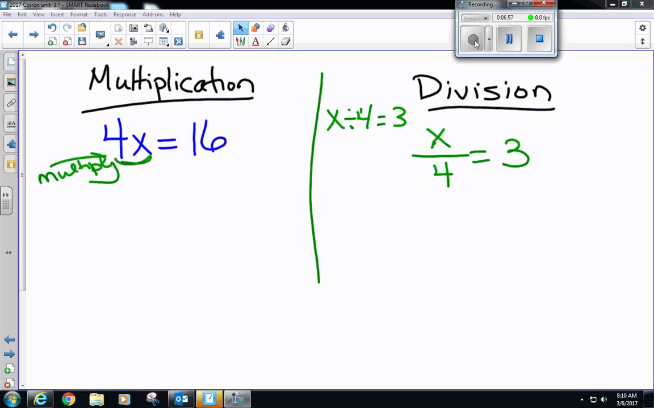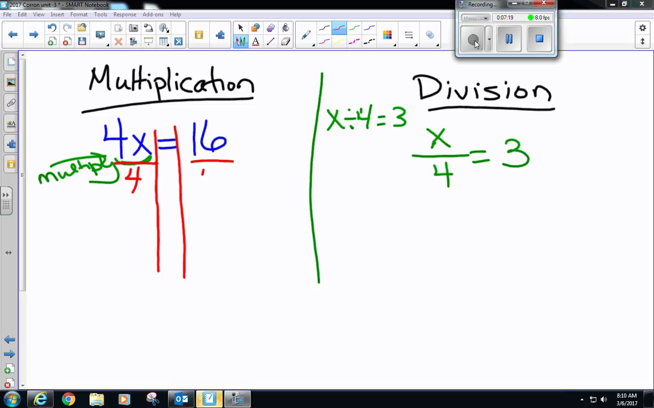Because on the multiplication one, draw your lines. If this is multiplying, how are we going to undo it? We're going to divide. Well, you could put divided by 4 here, whatever, but it's so much easier and so much more algebraic, grown up, to do this. How much easier is that? And that means divide. Okay?